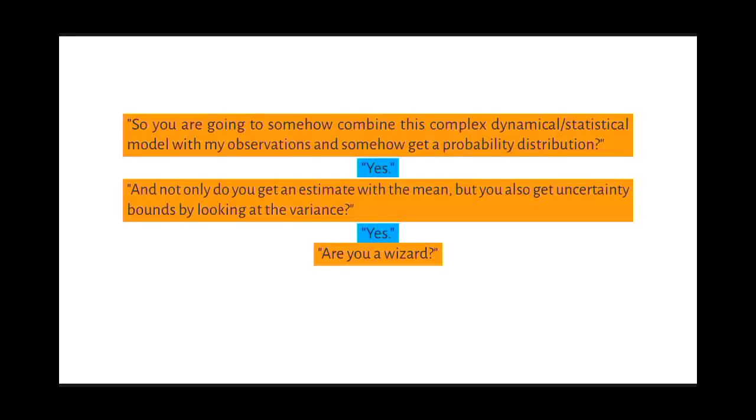Yes. And not only do you get an estimate with the mean, but you also get uncertainty bounds by looking at the variance. Yes. Are you a wizard? No, it's just Kalman sense. Worked on that one. All right.